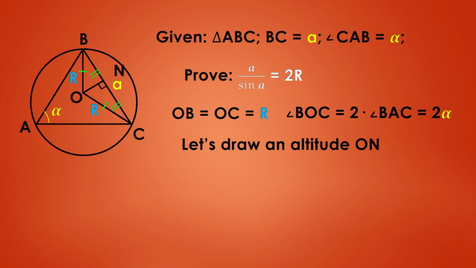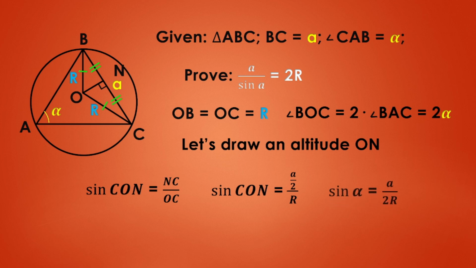Therefore, sine of angle CON equals NC over OC, which is equal to a over 2 over r. Half of angle BOC is equal to angle alpha. Therefore, sine of alpha equals a over 2r. From here, we can express 2r. Therefore, a divided by sine of alpha equals 2r.